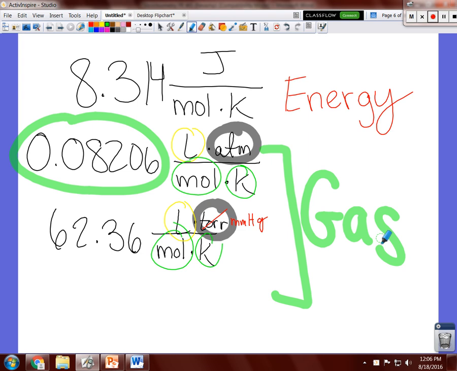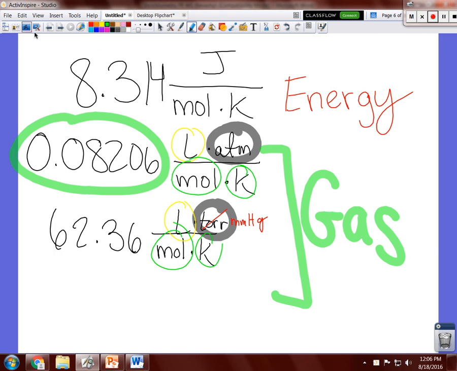How would you know the top one is not a gas R? Joules, and joules is specifically used for what? Energy. And we'll talk about energy R enough later, but we're just focusing on these 2 right now. So does that make sense? Basic stuff, right? Don't let it overwhelm you. We're all good.